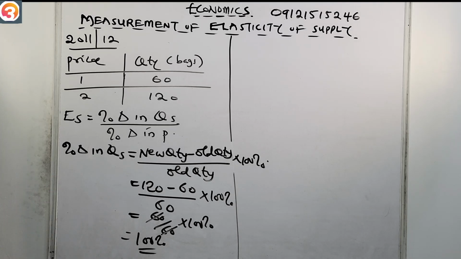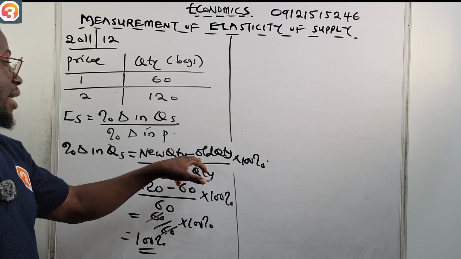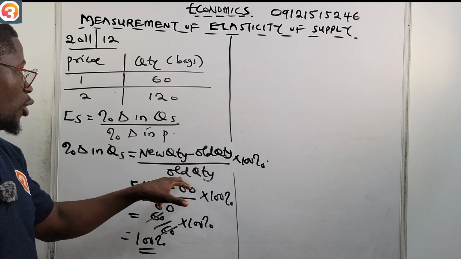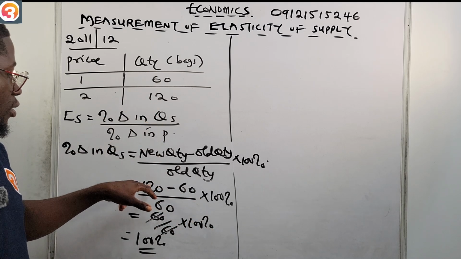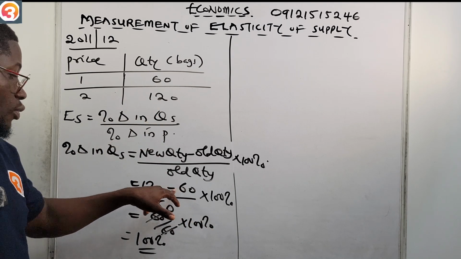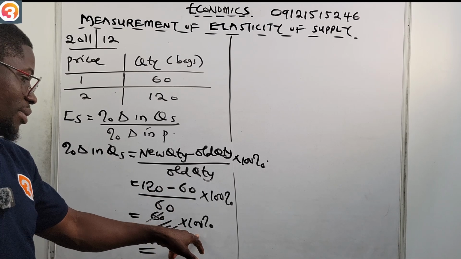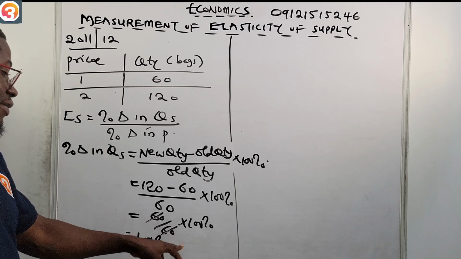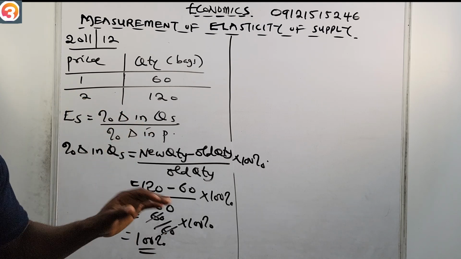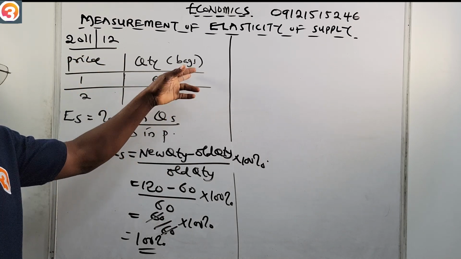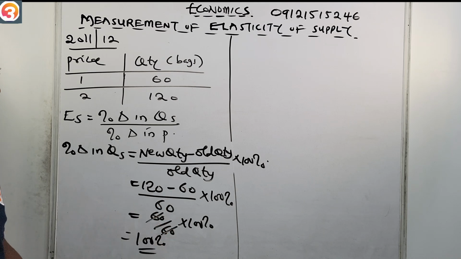Let me do the calculation again. New quantity, which is 120, minus old quantity, which is 60, over old quantity, 60, times 100%. 120 minus 60 is 60, over 60 again, times 100%. So 60 will cancel 60. What I have left is 100%. So the percentage change in quantity supplied is 100%, because you can already see from 60 to 120 that it doubled.